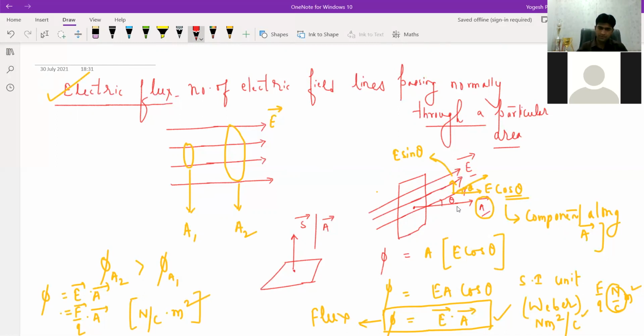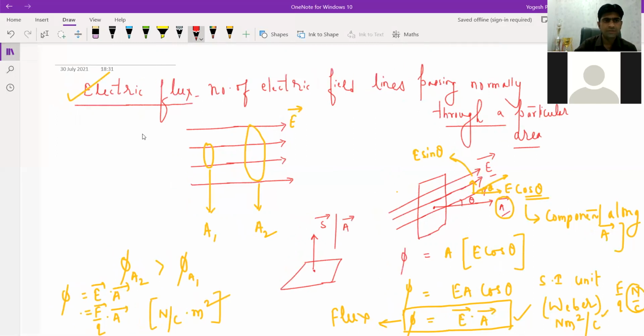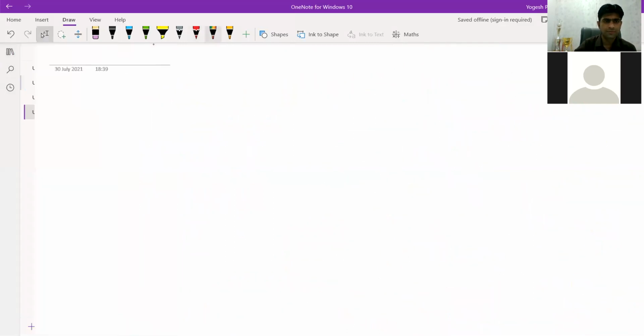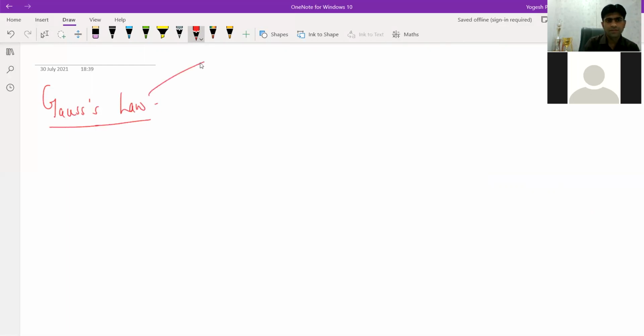Done, sir. Very good. So now we can proceed towards Gauss law. Can you tell me why we use Gauss law and what is its significance? With this, we also need to understand the Gaussian surface and its significance. So what do you understand by Gauss law? What does this Gauss law give us?